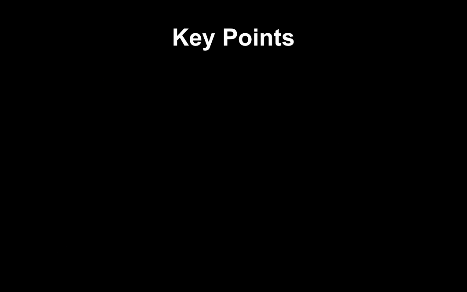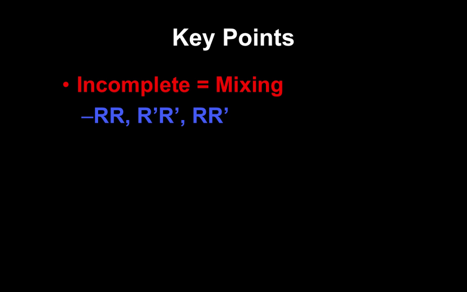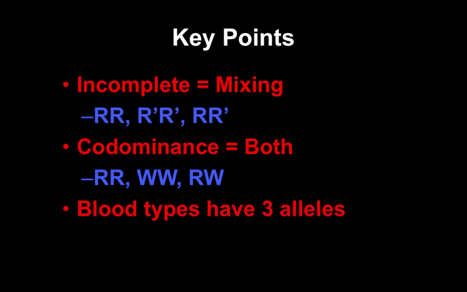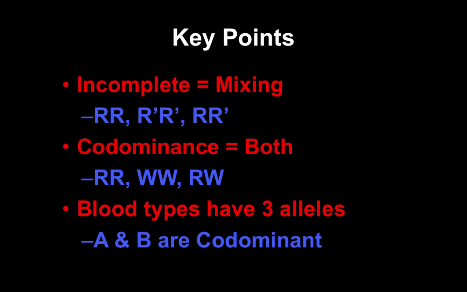Alright, so some key points from this. Remember, incomplete is mixing, and I write it with the R's and the R primes. Codominance means both, and I use two different capital letters. Blood types use three alleles, and A and B are codominant, so I can get that AB blood type. Alright, so that is the basics of these two different types of special crosses. Just remember, they are different, but they work the exact same way when we set up a Punnett square.